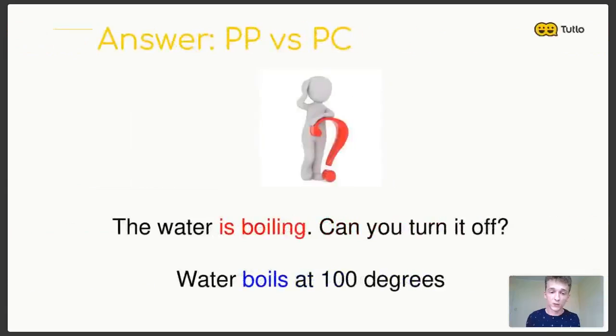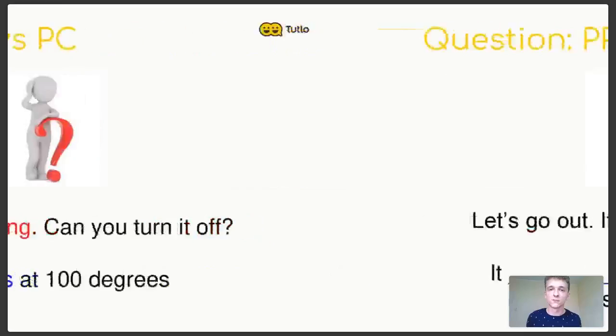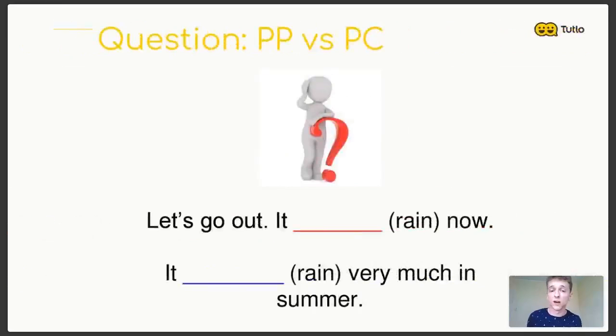And here you've got the answers, of course. So the water is boiling. Can you turn it off? And the second, water boils, because it's like a natural phenomenon, something regular, something repeated, yeah? This is like the second scenario. And what about this one? Yeah, maybe this one will be more tricky for you. I'm waiting for your answers.